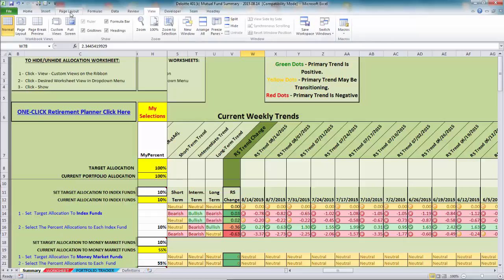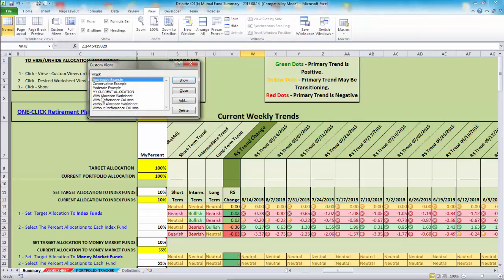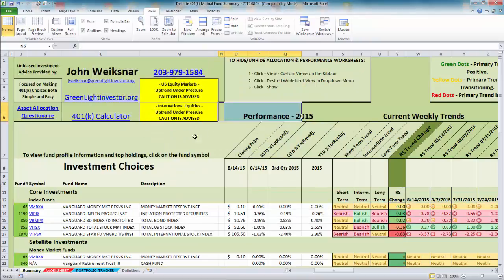Let's go back to our homepage view. We simply click on the custom views. Let's go with the performance columns. We'll go back and click the show button. Take us back to our homepage.